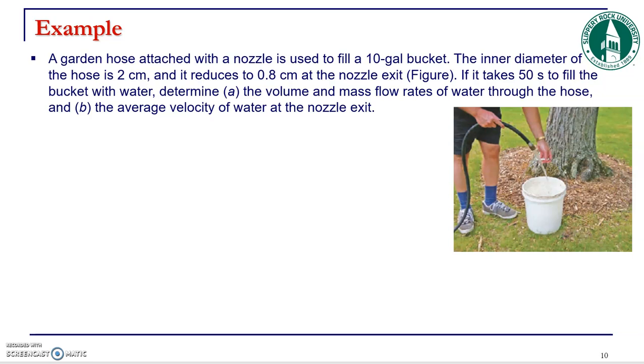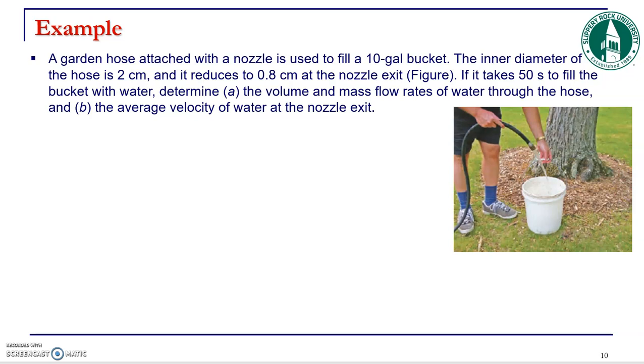Hello everyone again, and in this video we want to do this example. It's a garden hose attached with a nozzle, and we want to fill a 10-gallon bucket. The inner diameter of the hose is 2 centimeter and it reduces to 0.8 centimeter at the nozzle exit. So it takes 50 seconds to fill the bucket with water. We need to determine the volume and mass flow rate of water through the hose.